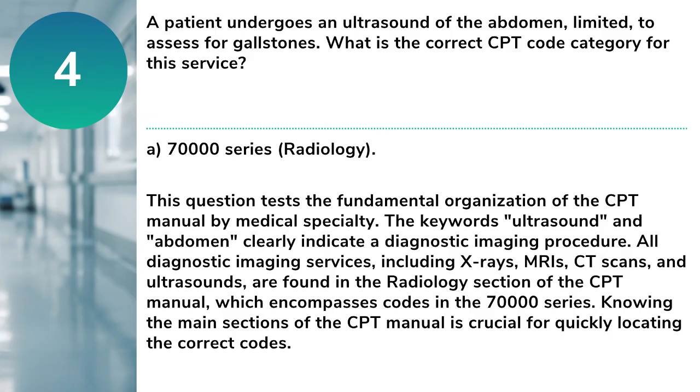This question tests the fundamental organization of the CPT manual by medical specialty. The keywords ultrasound and abdomen clearly indicate a diagnostic imaging procedure. All diagnostic imaging services, including X-rays, MRIs, CT scans, and ultrasounds, are found in the radiology section of the CPT manual, which encompasses codes in the 70,000 series. Knowing the main sections of the CPT manual is crucial for quickly locating the correct codes.